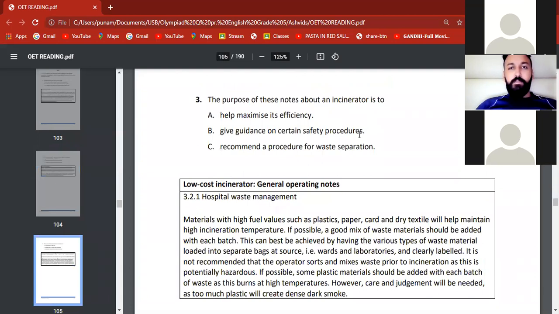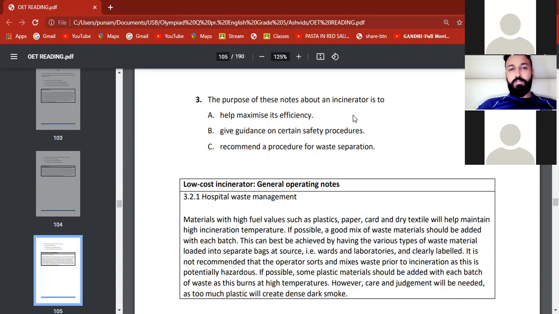Okay, third one. The purpose of these notes about an incinerator is to... The purpose of the notes, not the incinerator. The purpose of the notes about an incinerator. First one is help maximize the efficiency. So the second one is to give, and the first one is maximizing efficiency.